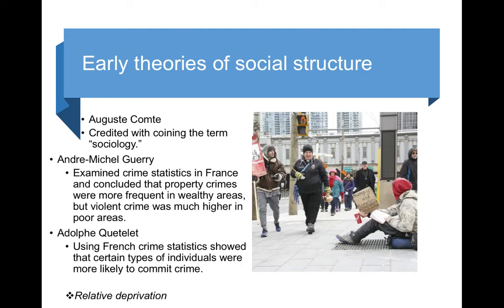Although such conceptualizations are elementary by today's standards, this did have a significant influence on the sociological thinking that followed, particularly that of Andre Guerry. Guerry was a French lawyer, and he published a report that examined statistics and concluded that property crimes were higher in wealthy areas, but violent crimes were much higher in poor areas. This report was from crime statistics in France in the early 1800s.